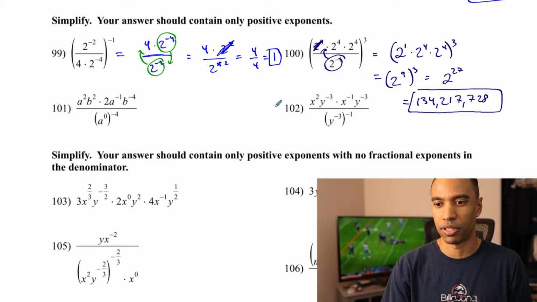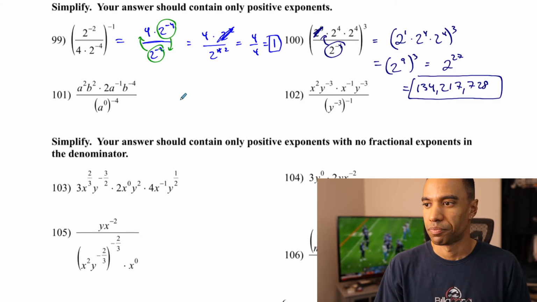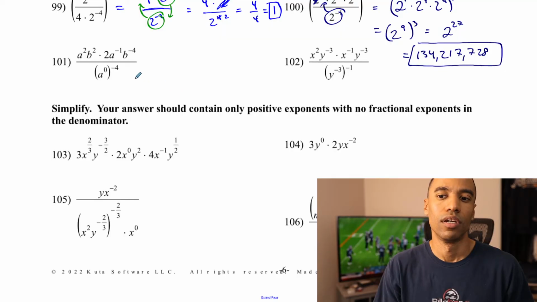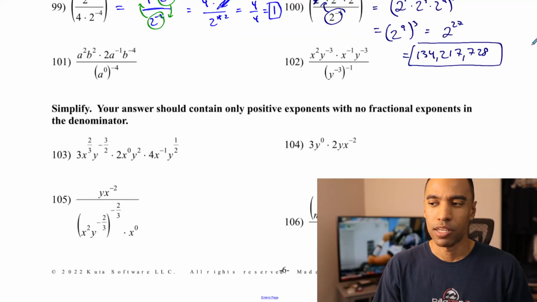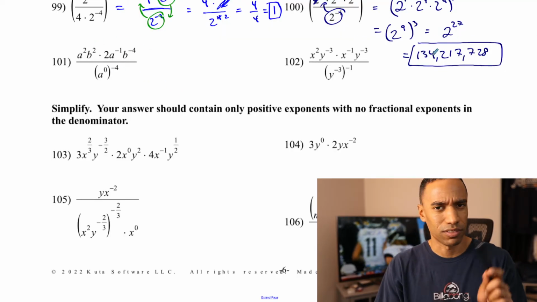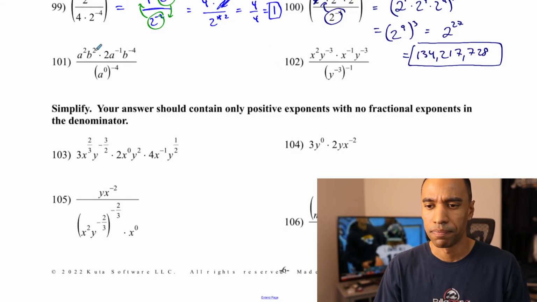134,217,728. Near the billions, at least. Okay, but that's what it is. We got to do that. Okay, a squared, b squared. I should have known it was actually smaller. I knew it was smaller than a million, actually.